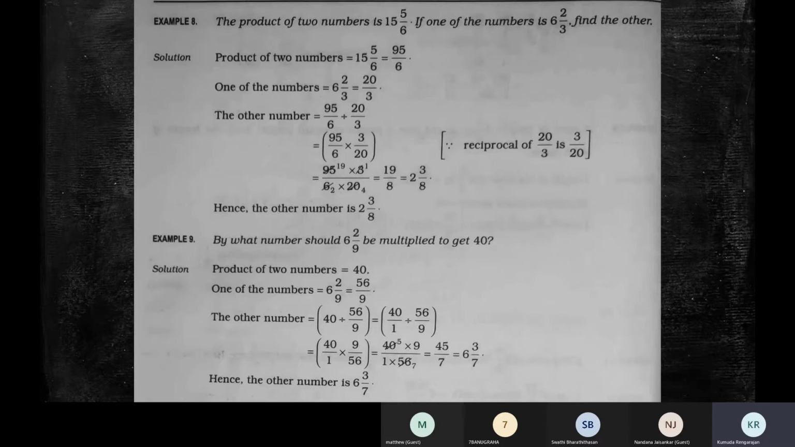So the two numbers are 5 and 7. The product is 35. So here the product of the two numbers is given to us. If one of them is 7, what is the other number? How do we find it? It's 35 divided by 7. The product 35 divided by one number 7. 35 by 7 is 5, and 5 is the other number. Yes or no, children?